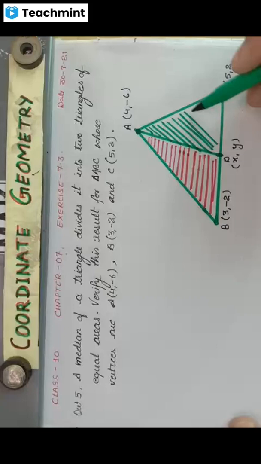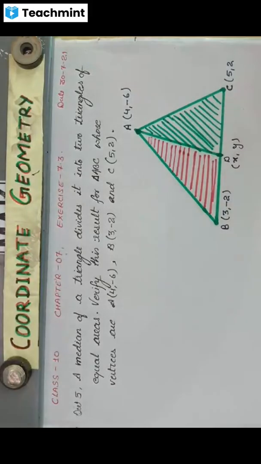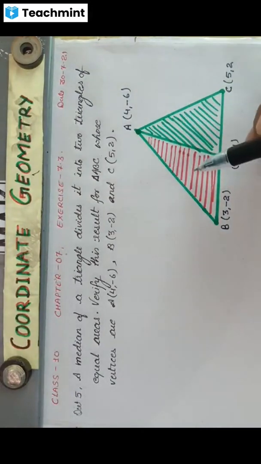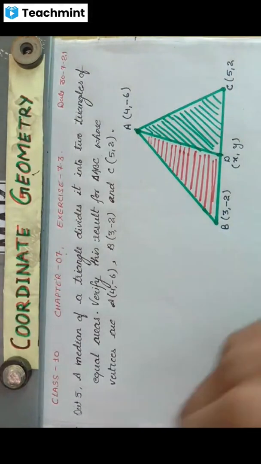Okay. So in this question, we have already drawn a triangle. In this triangle, we have taken coordinates A, B, and C, and point D, which is the midpoint of BC, and D is the median of triangle ABC. We have to prove that the area of the red part is equal to the area of the green part. So we will start the solution.